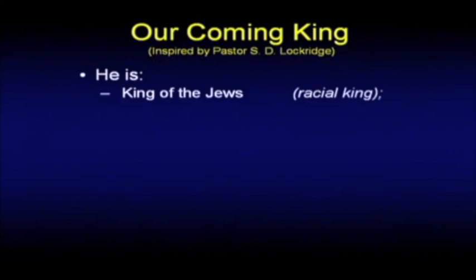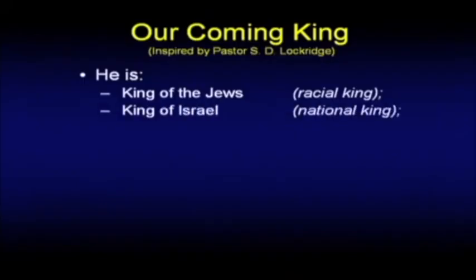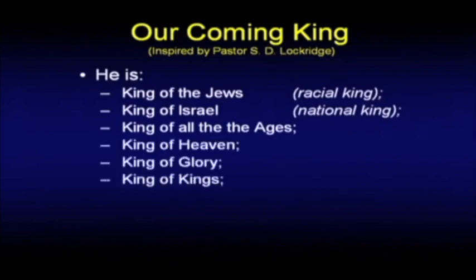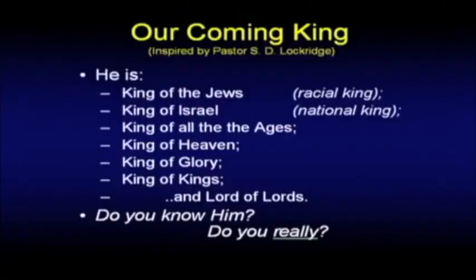And this little tour de force that I want to indulge here was inspired by Pastor Lockridge some years ago. Speaking of our coming King, he's the King of the Jews. He's a racial king. You know, people wonder why there's a menorah in our house. Are you guys Jewish? No, but the God we worship is. You see, he's the King of Israel. Jesus is the King. He's a national king. Many people don't realize that. He's King of all the ages, the King of heaven, the King of glory, the King of kings, and the Lord of lords. The question is, do you know him? Do you really know him?